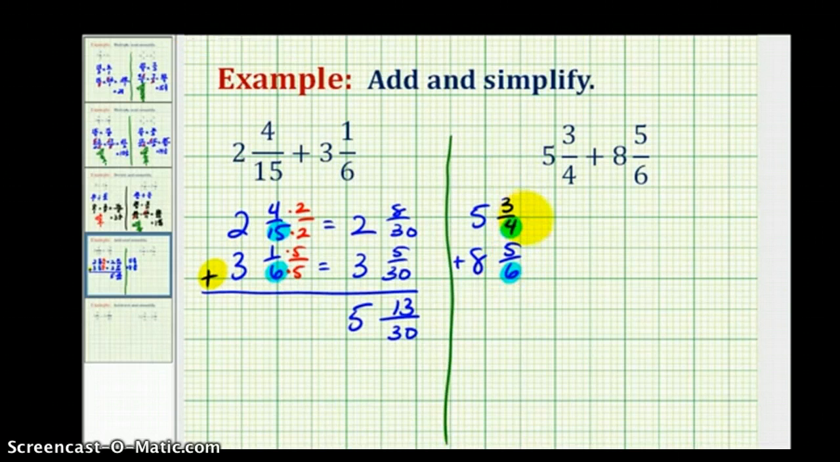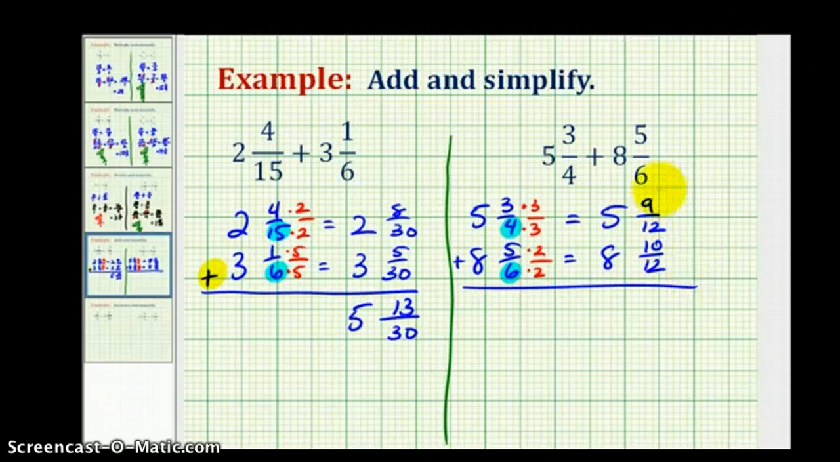So we're going to multiply 3/4 by 3 over 3. We'll multiply 5/6 by 2 over 2. Again, notice how both denominators are now equal to 12. So here we're going to have 5, and this will be 9/12. And here we'll have 8 10/12.